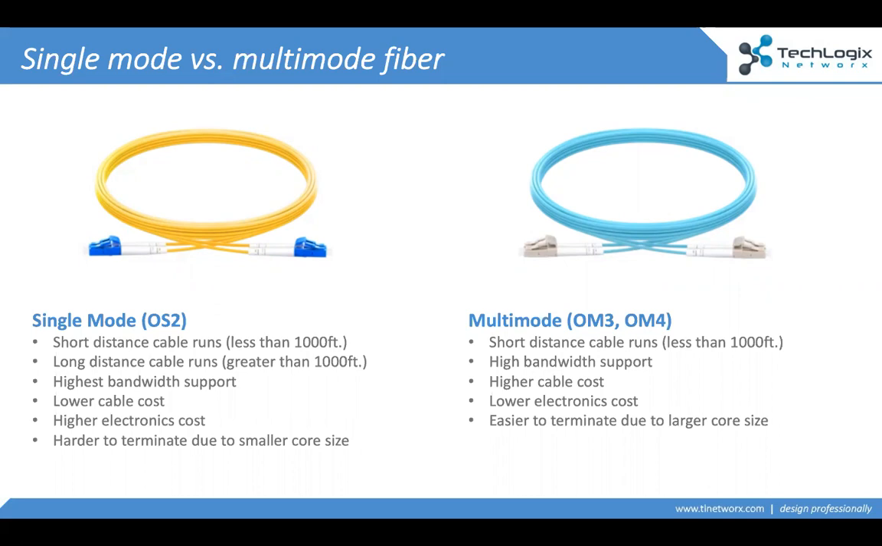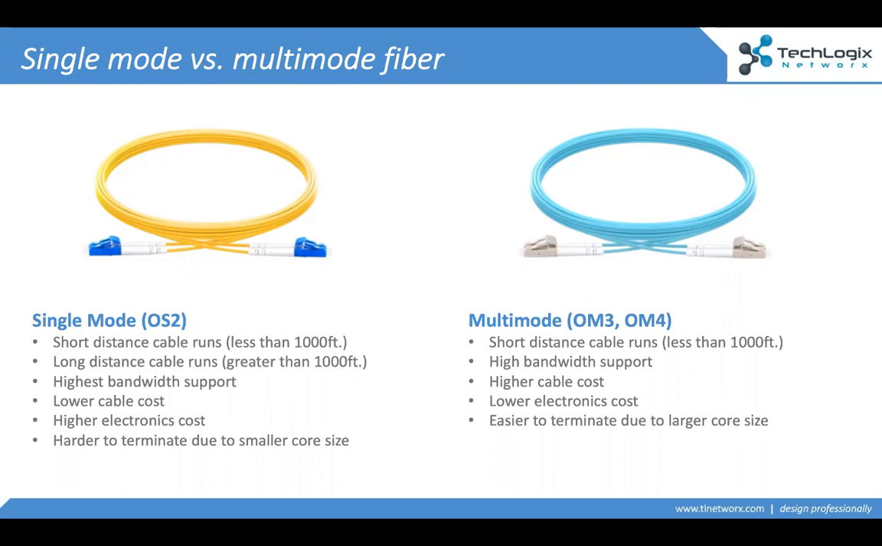Single mode fiber, the yellow one you're seeing on the screen right now, has a small core of glass, very small. In fact, the diameter of a human hair, 9 microns. We measure fiber cores in microns. Multi-mode has a core 5 times larger, the 50 micron core. Significantly larger. Now, this is a little counterintuitive to a lot of AV folks.